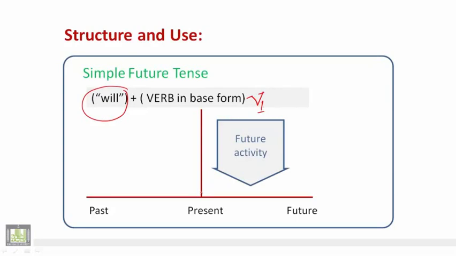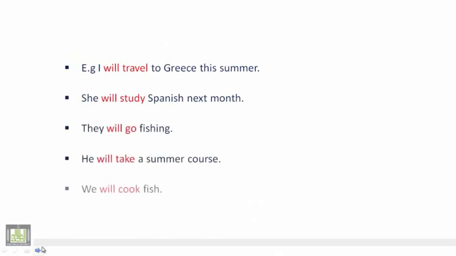So if we are here now, then we are talking about a decision that we want to do in the future in this area. Here we have now some examples about this. I will travel to Greece this summer. She will study Spanish next month. They will go fishing. He will take a summer course.